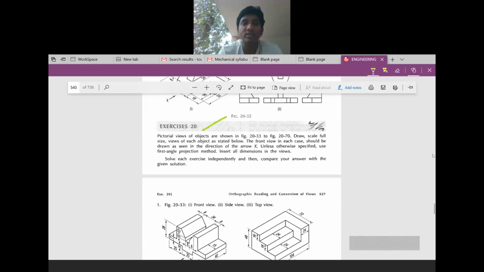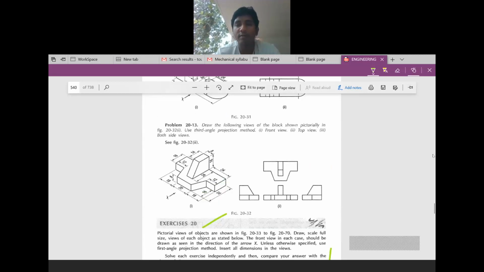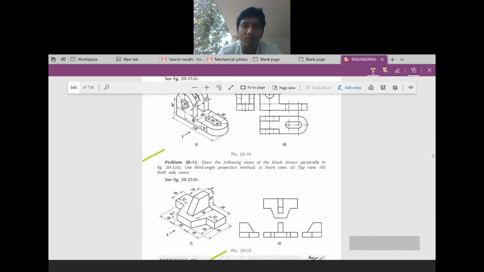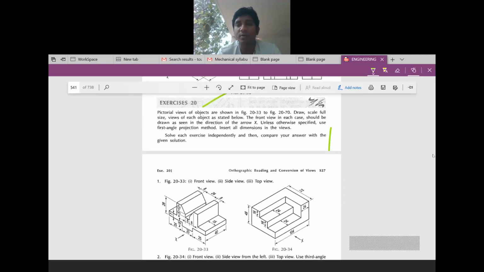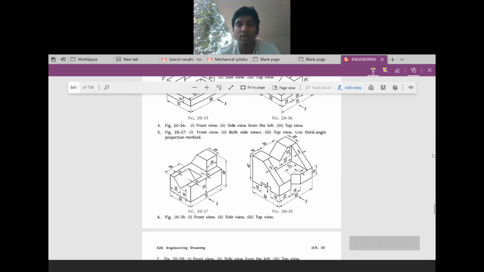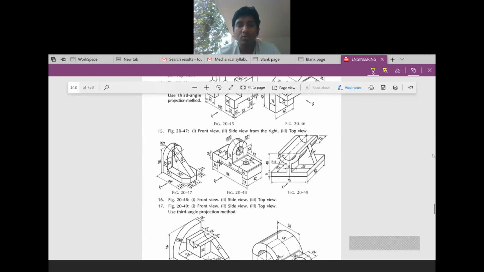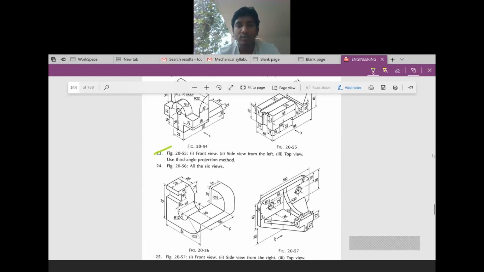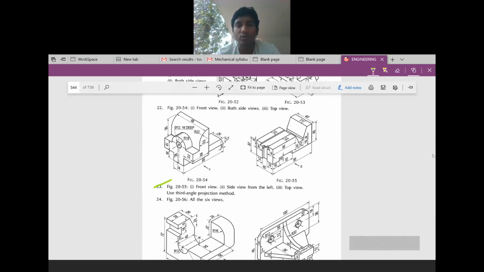Then you have exercise 20, here you have two example problems, 20.12, 20.13. Then go through exercise number 20. We have a number of problems, 1, 2, 3 up to 23 problems. You need to do 23 plus 2, total 25 problems. You have to draw all 25 problems in your notebook.